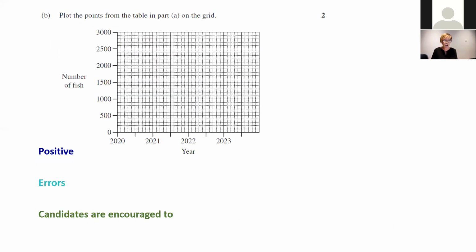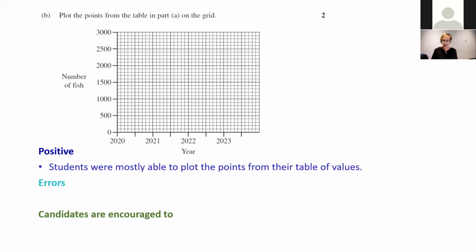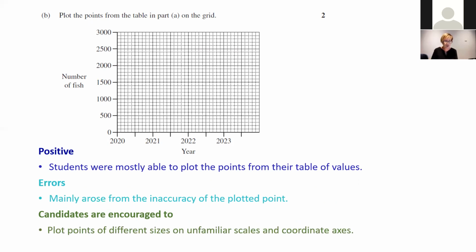They then had to plot those points from their table, whatever they got, on the grid, and mostly they were able to do that. Some of them were incredibly inaccurate, so that showed that they didn't understand the gradations or the scale of the axes. So we would like them to do more plotting of points on unfamiliar scales or unfamiliar coordinate axes. I think that would be really helpful.